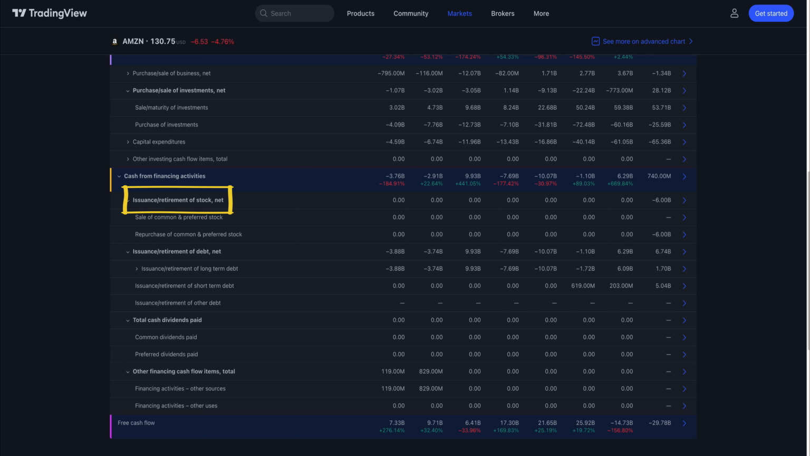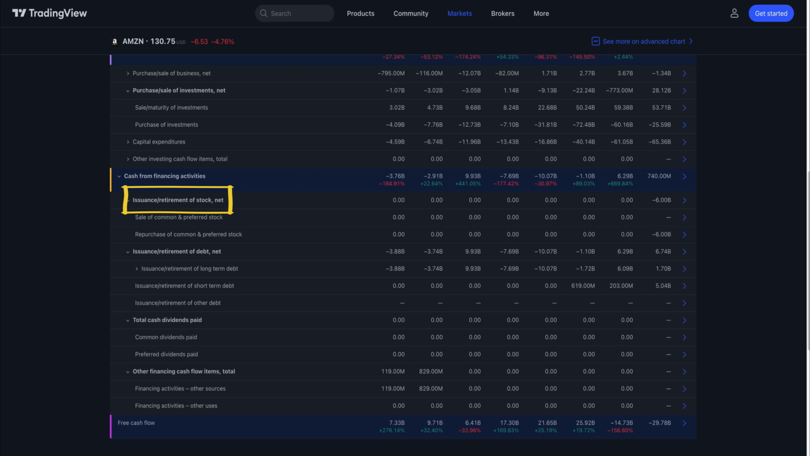Dilution also reduces the company's earnings per share, which often depresses stock prices in the market. Now, as you can see, in Twitter's case, in the last 2 years, the company is spending more money to buy back stock, which makes the stock more appealing to the shareholders.